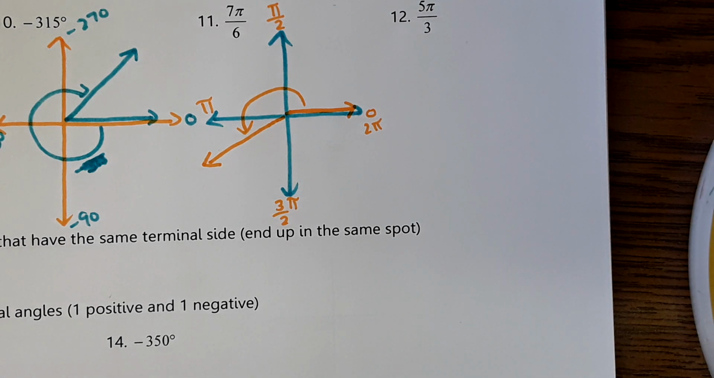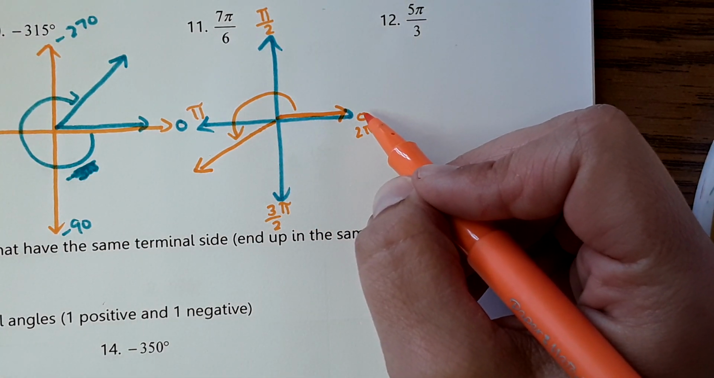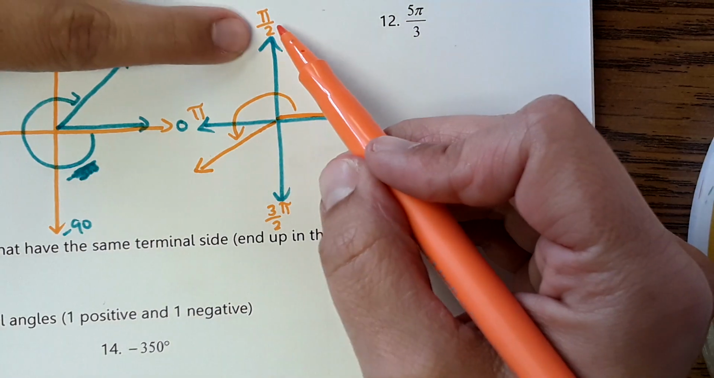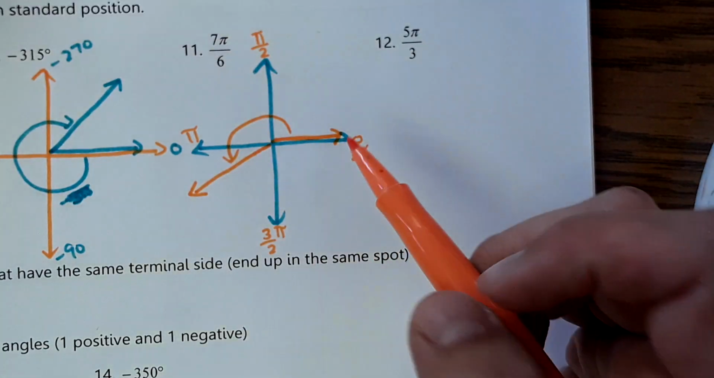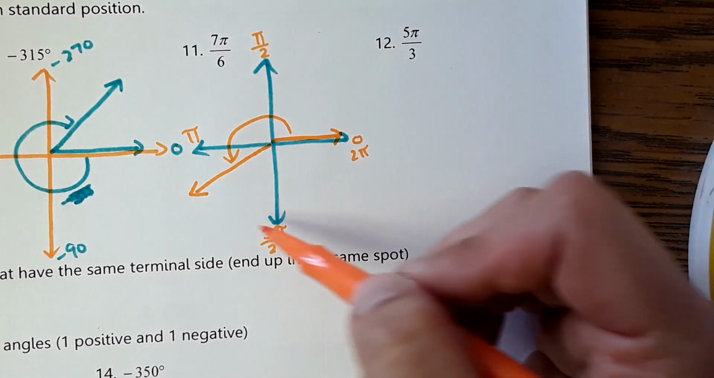How do you know what to label it? So 2 pi was all the way around, so I just divided 2 pi by 4. So 1/2 pi would be 1/4 of 2 pi. And then it'll be the same every time.